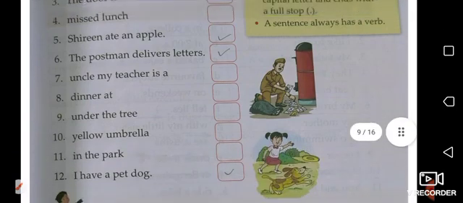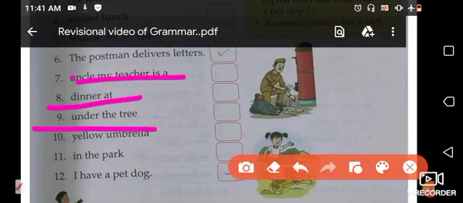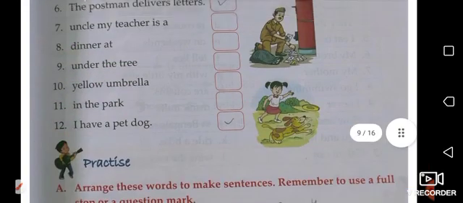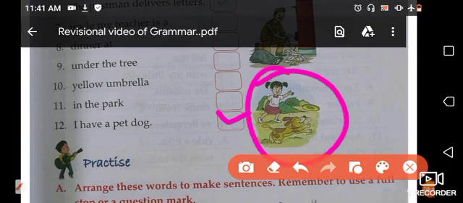Uncle my teacher is a, so it is not conveying any idea, so you won't tick this. Next ones are dinner at, under the tree, yellow umbrella, in the park, and the last one is I have a pet dog. So you will tick the last one, the 12th sentence, I have a pet dog. As you can see in this picture, this girl has a pet dog.